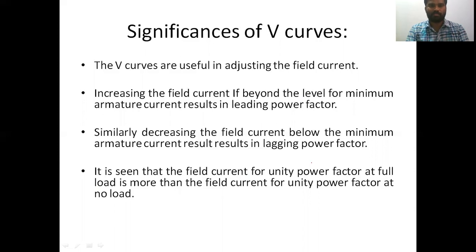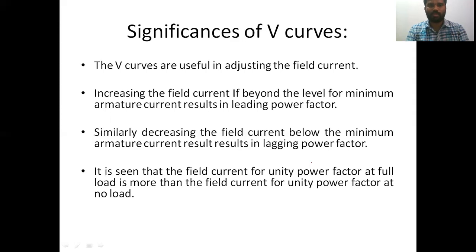Similarly, we know very well that a synchronous motor running this way is called a synchronous condenser. That means they are used as power factor correcting devices. So when the bus bar is meeting with fluctuations in power factor or troubles due to power factor, we can use synchronous motors to compensate for those issues with the power factor.